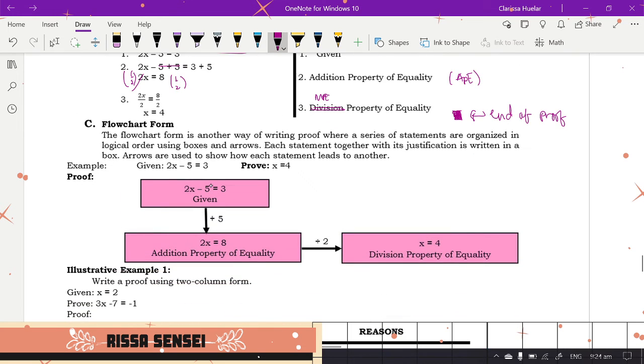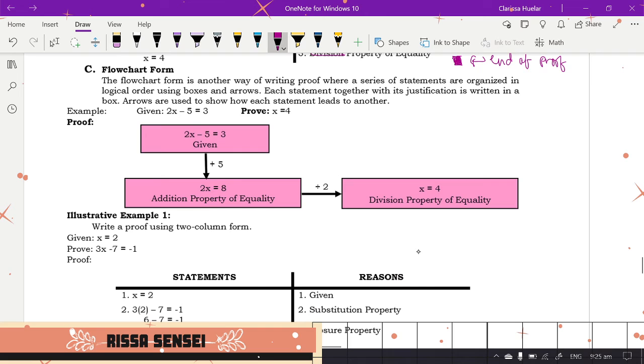Next is the flow chart. So, ganun pa rin yung given. 2x minus 5 equals 3. So, given, lalagay nyo. Ano pwede gawin? Mag-add ka ng 5. So, after mo mag-add ng 5, it became 2x equals 8. Bakit naging ganyan? Because of APE. Next is to multiply it by 1/2 or divided by 2. Pwede nyo gamitin si division property, or it is more appropriate if you use multiplication property of equality.